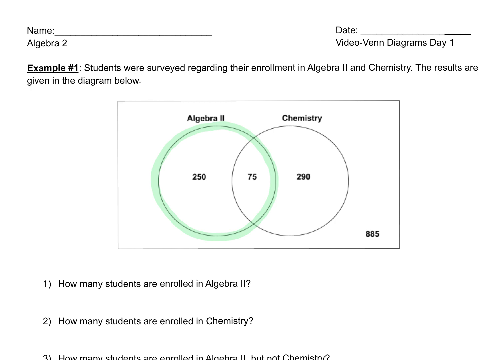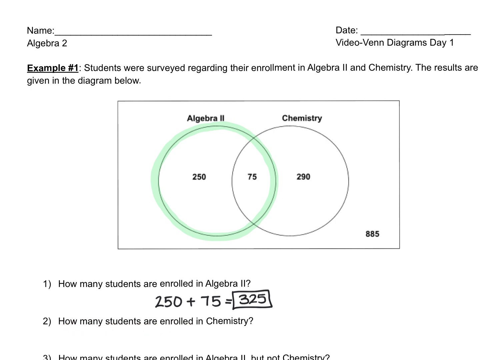So I'm just going to write down the numbers so you have it. I suggest you do the same. So 250 plus 75 will equal 325. So if you want to figure out how many people are enrolled in one subject, you just have to add up everything that's in this circle. Now, how about example two?